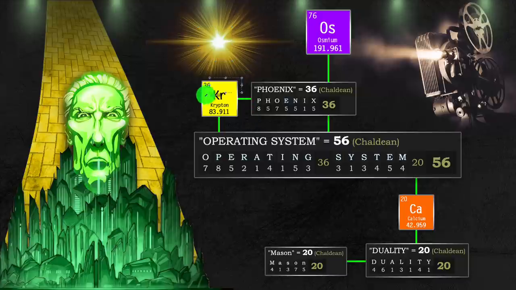And the 36th element is Krypton. And where was Superman from? Krypton. What was that green thing that would bring him down? Kryptonite. It was green. Folks, you can't miss this now. This is staring you in the face. And Superman was from the sun. It's Krypton, the sun.